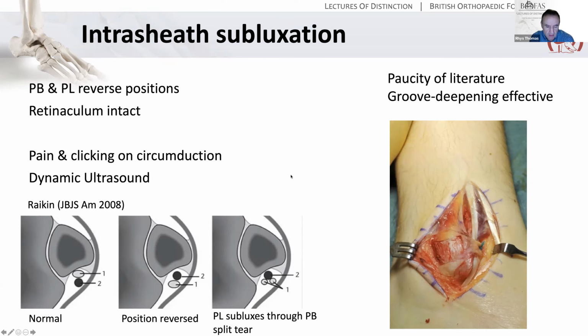Most of the small case study descriptions have described performing groove deepening procedures just to give the tendons more room to move. In the few that I've done, I've also just flapped back a flap of periosteum from the fibula and secured it with a suture anchor between the brevis tendon and the longus tendon just to keep them apart.